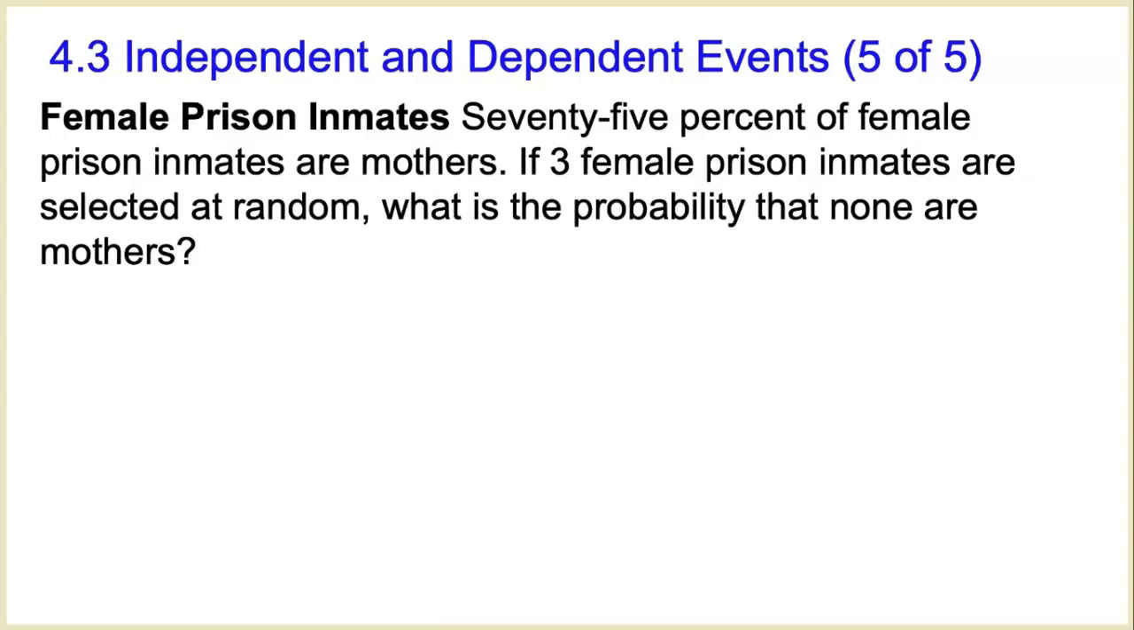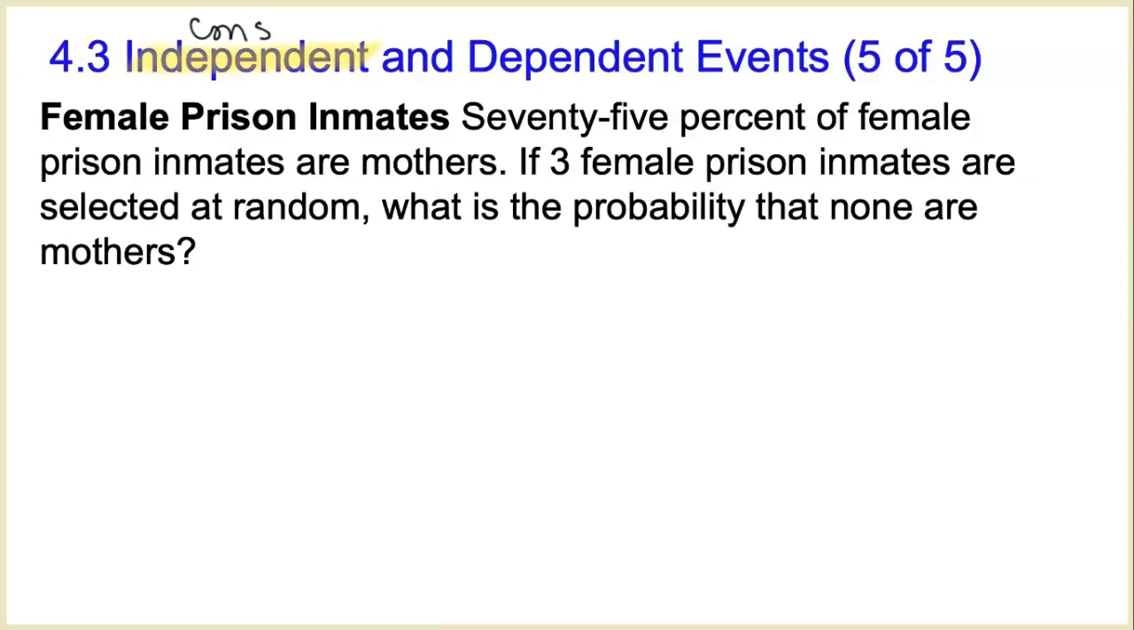And for this example, we can talk about a different way to determine if events are independent or dependent. So 75% of the female prison inmates are mothers. If 3 female prison inmates are selected at random, what's the probability that none are mothers? So this particular problem doesn't say anywhere about the people being replaced, and we would assume they're not being replaced because it's just saying you're selecting 3 of them at random.